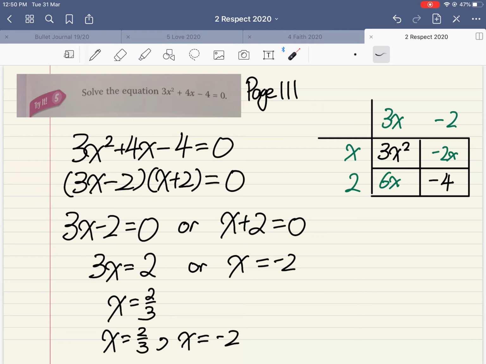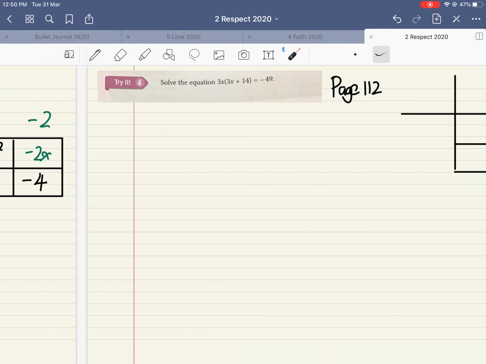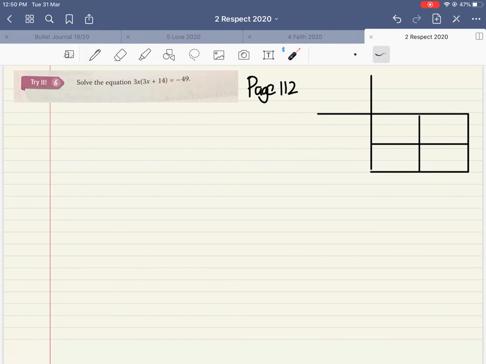Now, using what we have learned, let us try another question with Try It 6. Try It 6 can be found on page 112. Looking at the question on page 112, you will notice this. For this given equation down here, the right hand side has a value of -49.